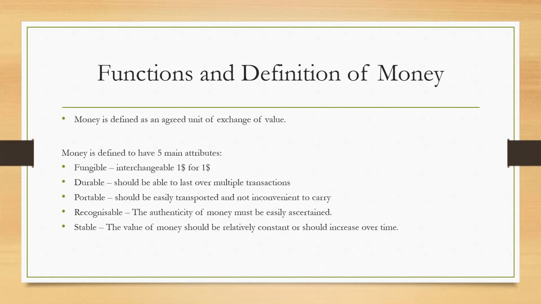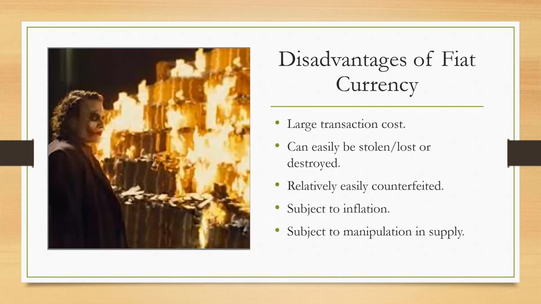And lastly, it is meant to be stable. So the value of money should be relatively constant, or taken to the extreme, it should actually increase over time. I don't know if you're picking this up, but at the current time, fiat currency fails in most of these categories. So this picture from Batman exemplifies a lot of the problems with fiat money.